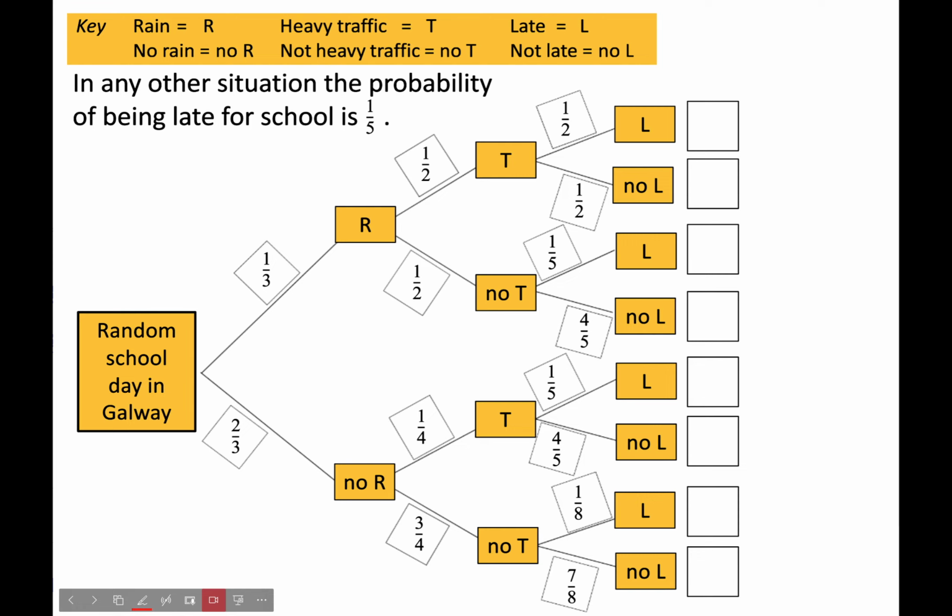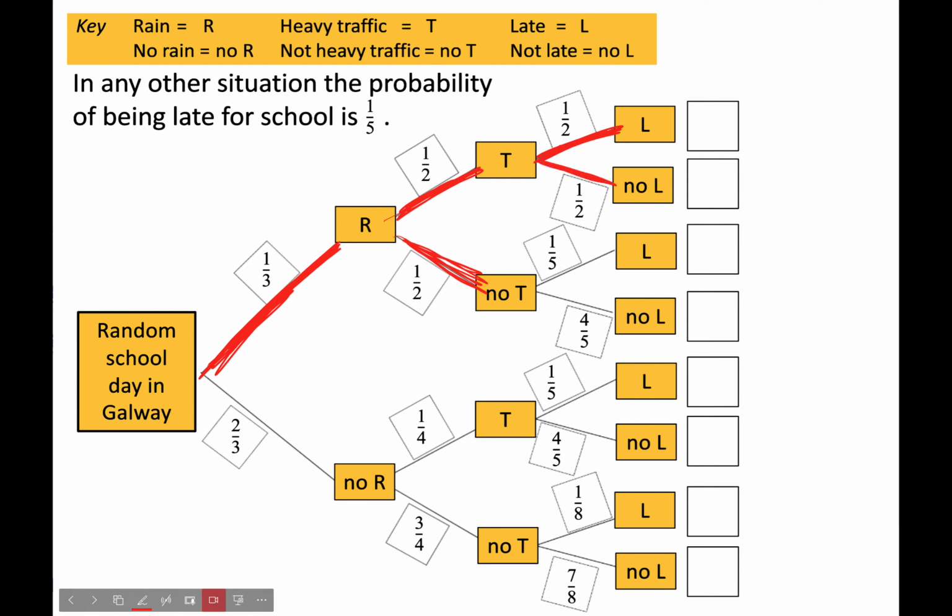Okay, if it does rain, the probability of having heavy traffic is a half. So the probability of not having heavy traffic is also a half. We didn't have that bit of information at the start, but the probability of not having heavy traffic is a half. So if I go back to my top one, the probability of it raining is 1/3. If it does rain, the probability of having heavy traffic is a half. And if it rains and there's heavy traffic, the probability of being late is a half. The probability of not being late in that scenario would be a half.